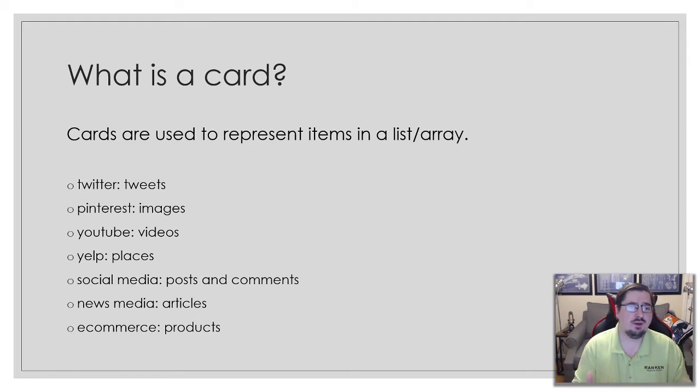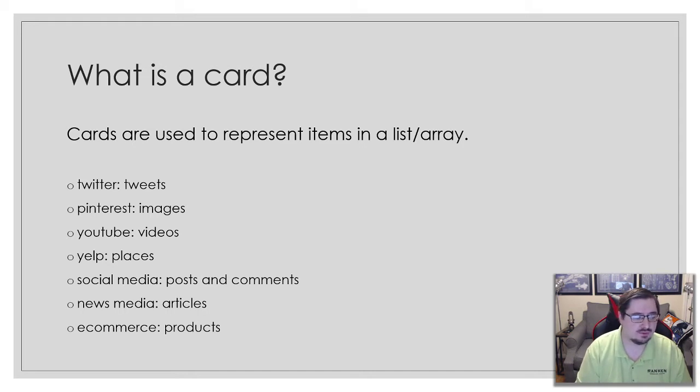Okay, so if we're thinking about common examples, cards actually appear all over the internet. For instance, if we're thinking about Twitter, each tweet is a card. It's a thing, right? If we're looking at Pinterest, each image that you see on Pinterest is a card. If I'm looking at my YouTube suggested feed, each of those suggested videos is a card. If I'm looking at Yelp, my cards might be places.